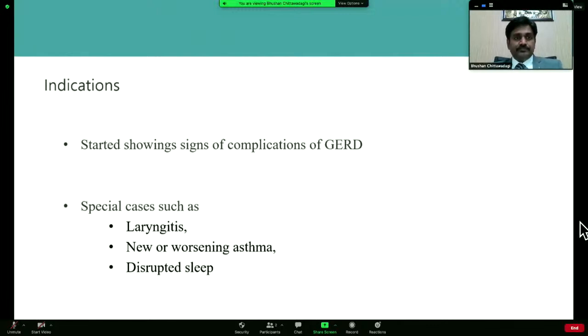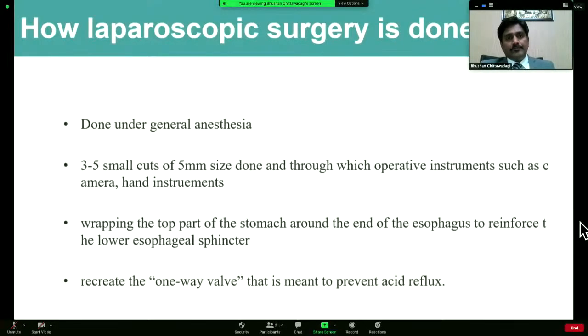Now, how is this laparoscopic surgery done? This laparoscopic surgery is done under general anesthesia. General anesthesia is the one where you will be given an injection through one of your peripheral veins. You'll be made to sleep, and the anesthesia is given through a tube from your mouth to the lungs. So you will be completely unaware of the surgery happening.